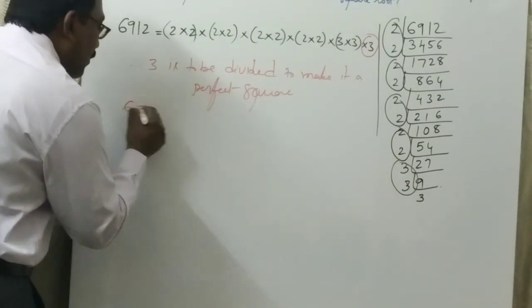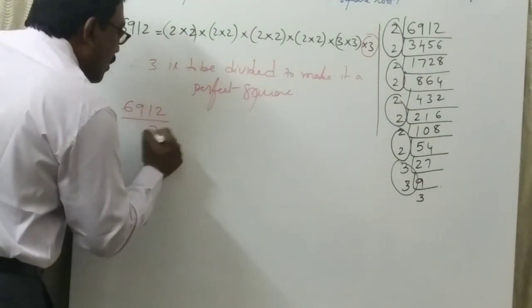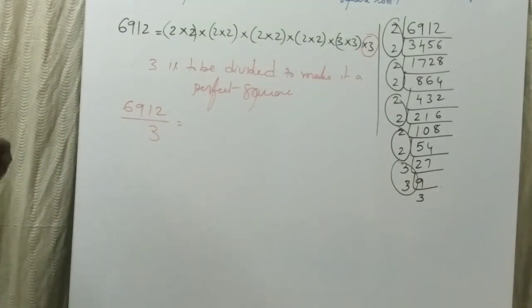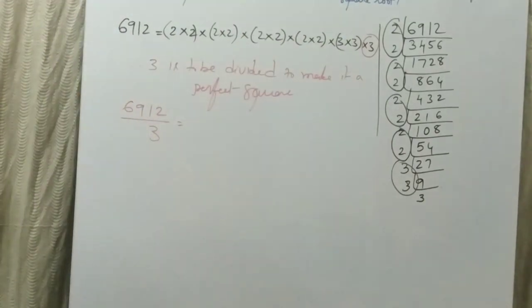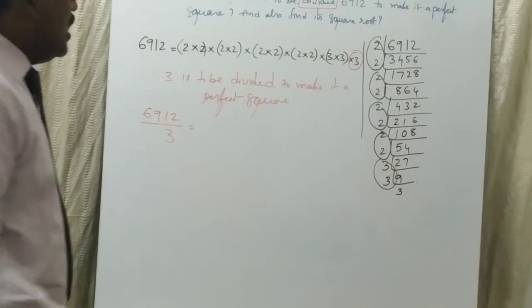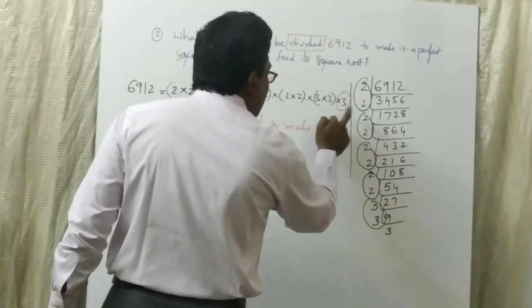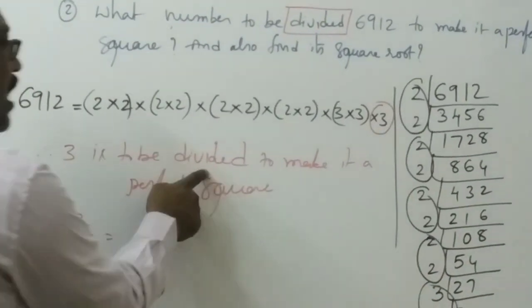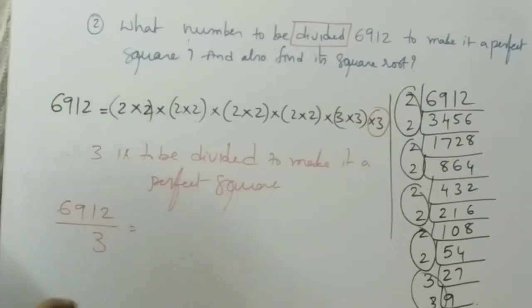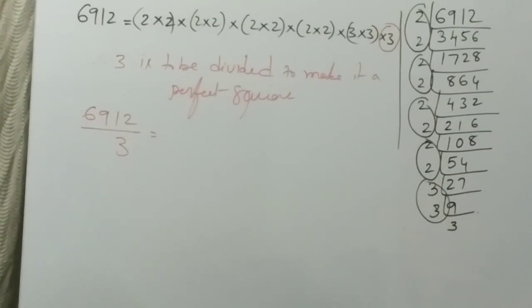So, divide with 3. And of course, what is our previous question? What number to be multiplied? Multiplied or divided, the concept is the same. Multiplied means here 1 3 alone is there, you have to multiply with 3. What number to be divided means here 1 3 is there, you have to divide with that 3.